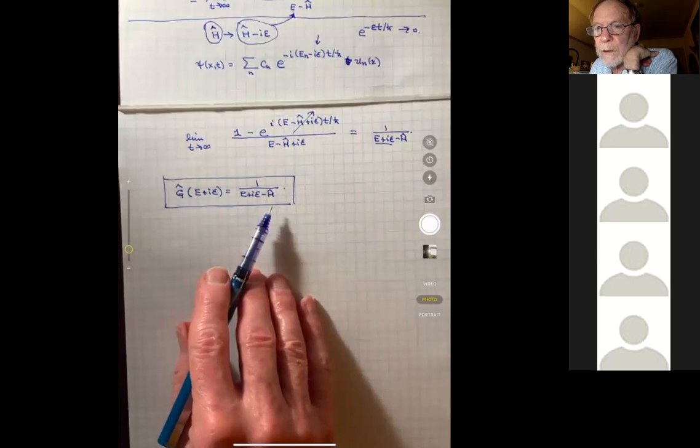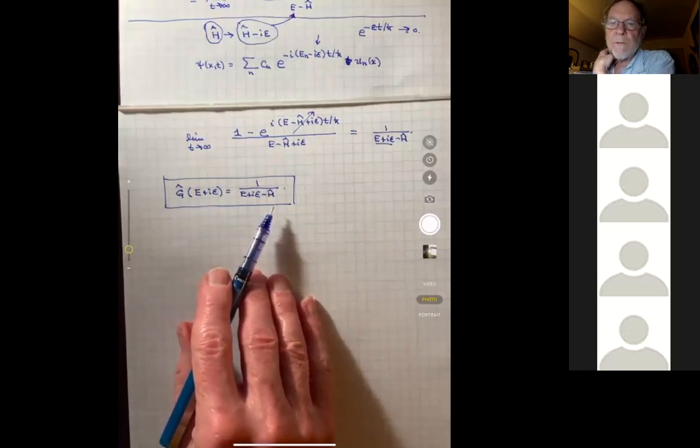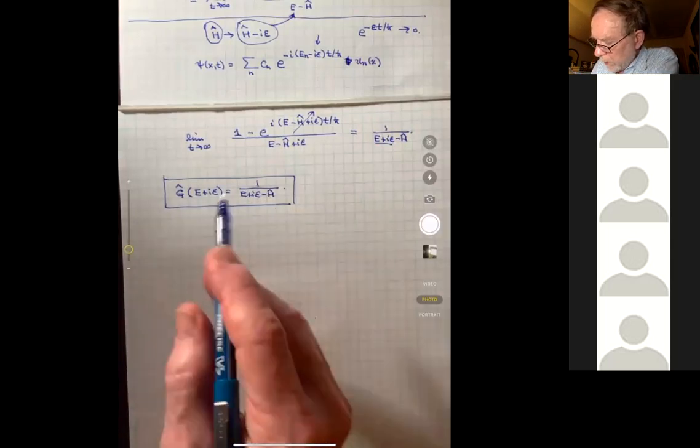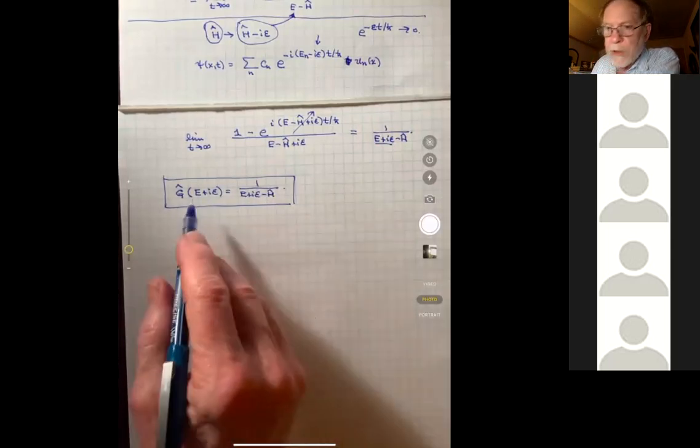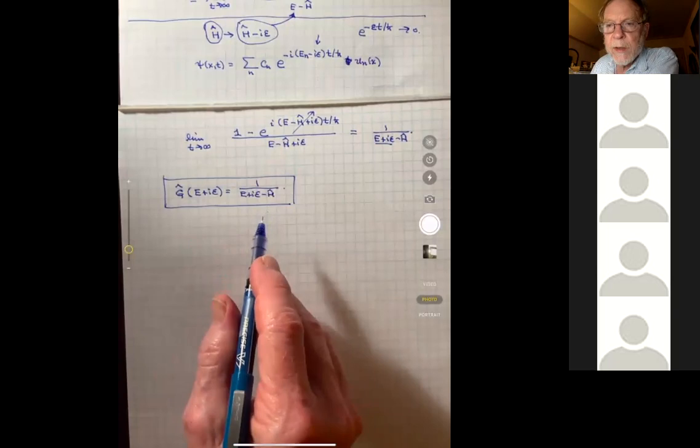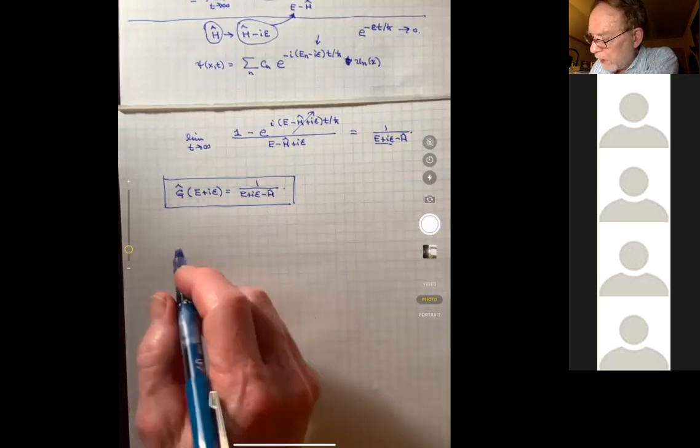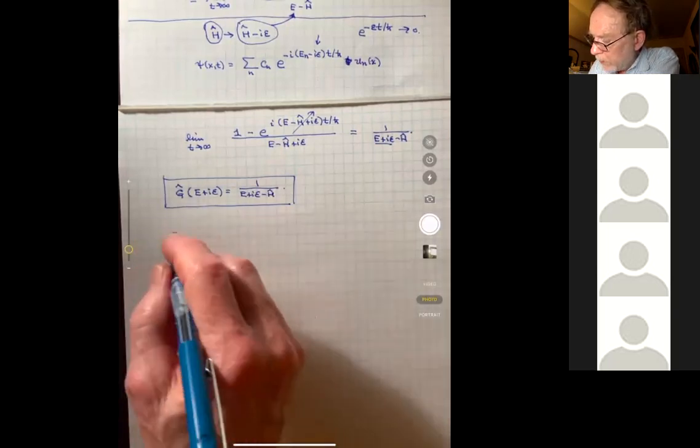If we go to our formulas that we know for our procedures for defining a function of an operator, which we talked about in the very first week last semester, we know how to write this out in terms of the projectors onto the energy eigenstates and so on. So let's do that. Let's write that out so we understand what this operator means.